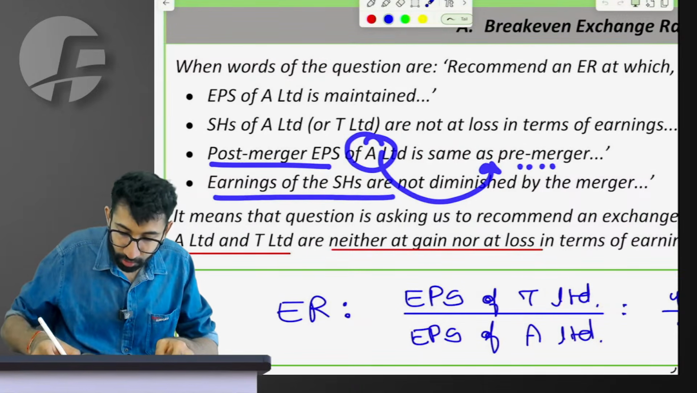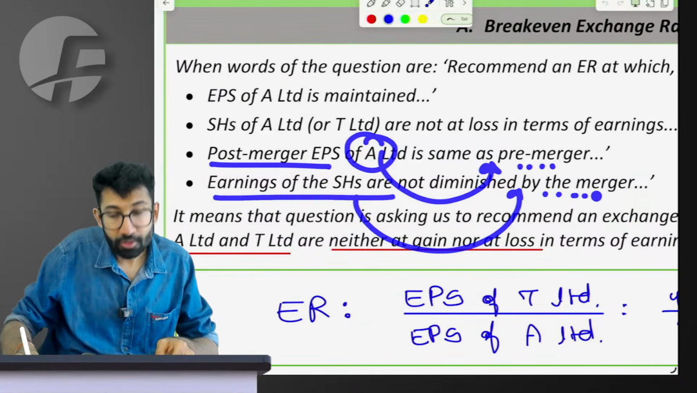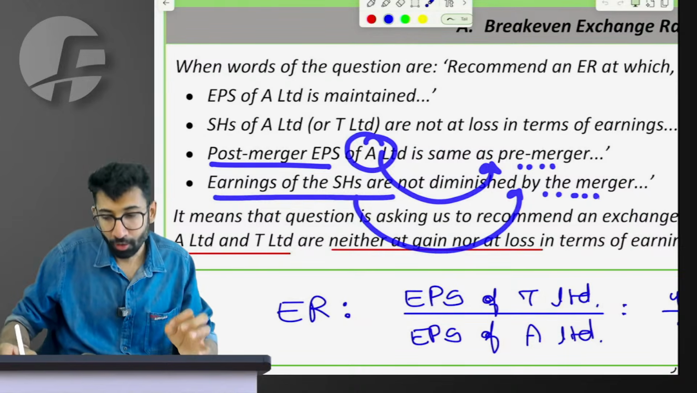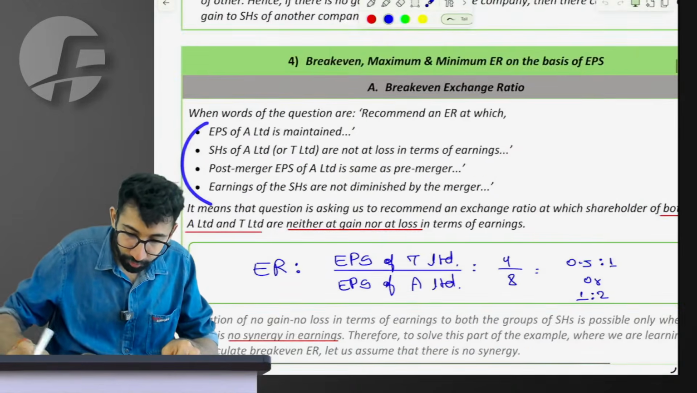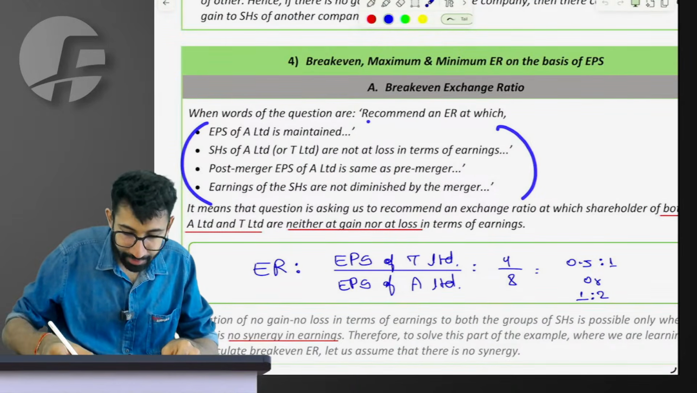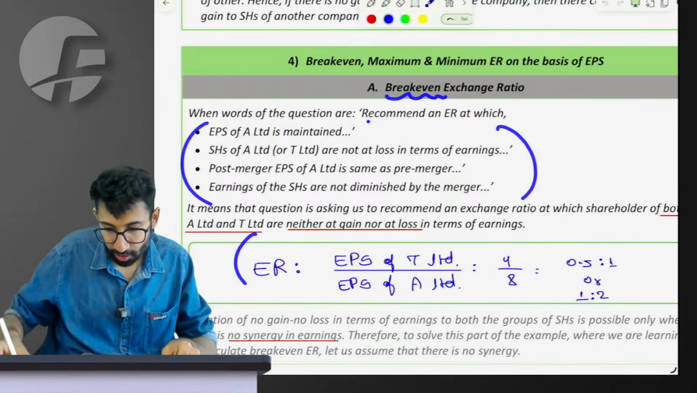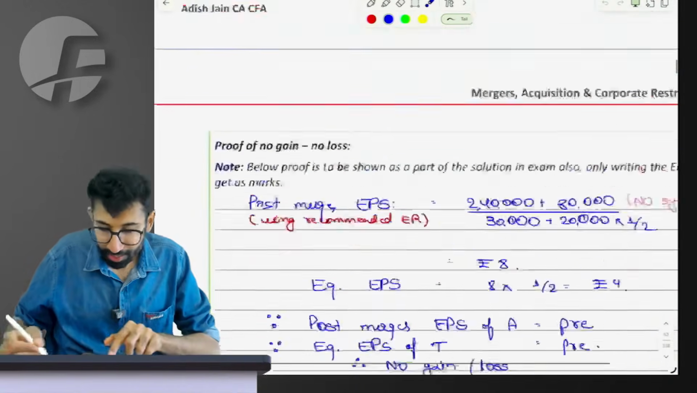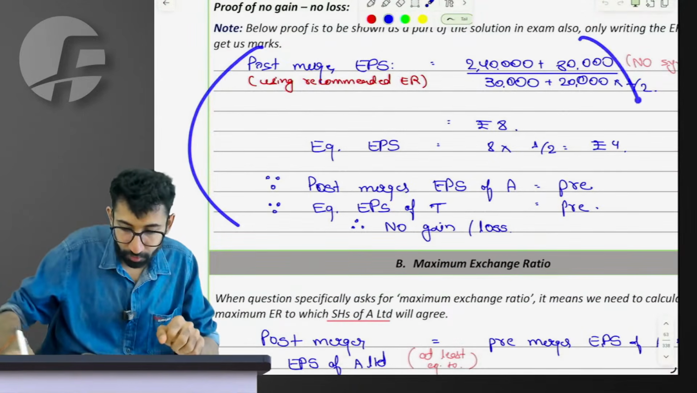Earnings of shareholders are not diminished by the merger. Again, they are asking for no gain or loss. So these are the words of the question which will make you realize that they are asking for a break-even exchange ratio. This is what you will have to suggest, and after that, this is the justification you will have to give.